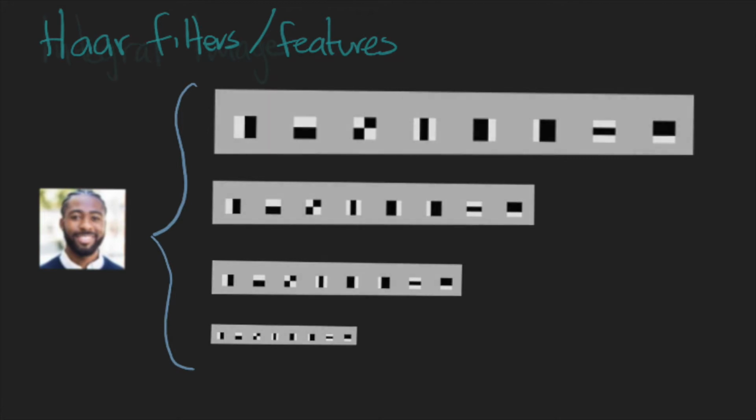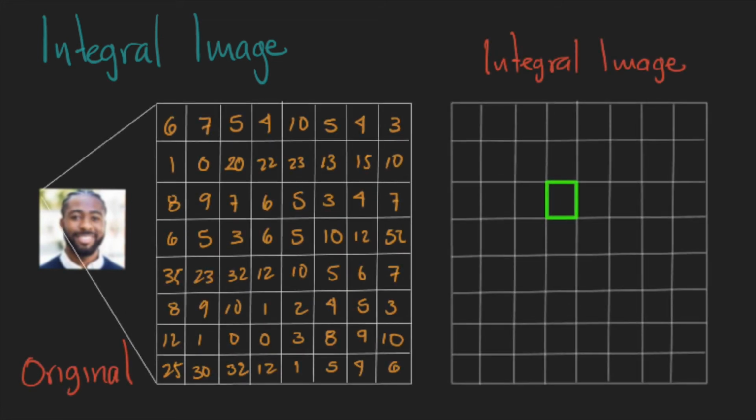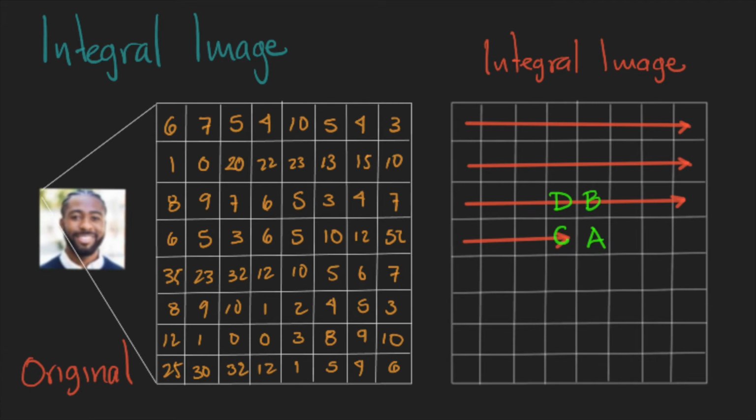So let's see how it works. The integral image is just another image in which each pixel value is the sum of all pixel values above and to the left of the current position. For example, in this position, the integral image is the sum of all these pixels in the original image. If we take this other pixel, the value is the sum of all these pixels. This can be computed in one single pass over the original image using only 4 values.